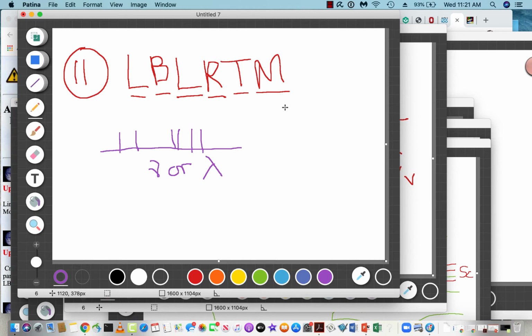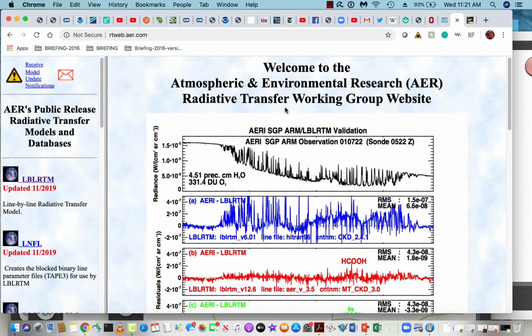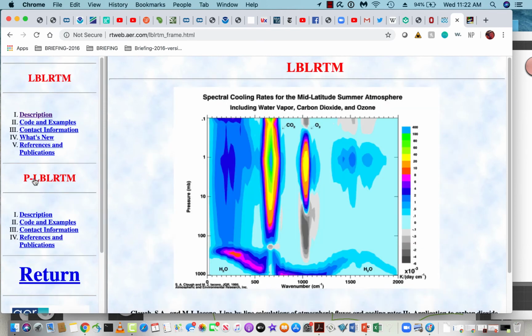So let me find a line-by-line model to show you. So this seems to be the main one, the Atmospheric and Environmental Research Radiative Transfer Working Group website. So these people have built a line-by-line radiative transfer model, LBLRTM, that should be the closest thing to perfection that you could find. And what they are doing is constantly trying to update the line-by-line code.